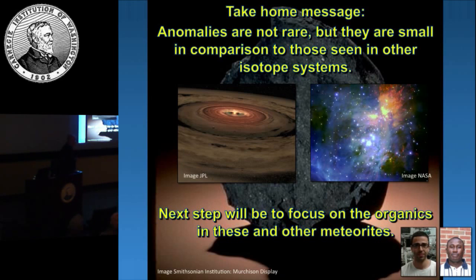So I think my take-home message is that these anomalies are not rare, but they are small, and they're small in comparison to other types of isotopic anomalies in other systems, and I think there's a good reason for that. We're going to continue this work with the primitive meteorites. We'll focus on organics. With the achondrites, we'll focus on trying to look for variability that might fit with how the materials are put together. And then with the Martian meteorites, we'll continue to explore the potential links between uptake of sulfur and the compositions and the chemistry of the meteorites. So thank you.